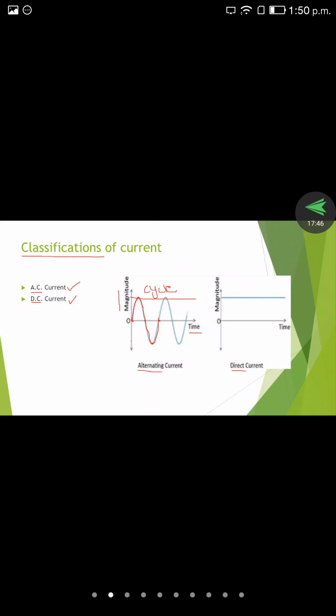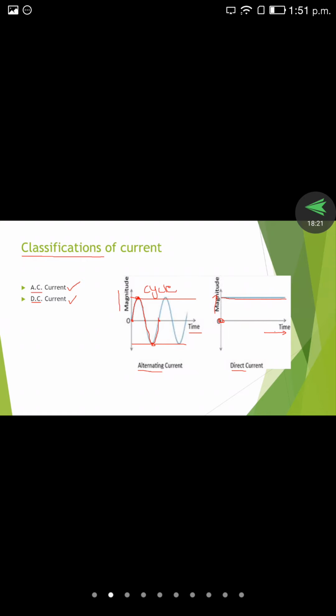If you draw the positive peak and negative peak, we can observe here that it reaches the maximum peak, and then it reaches the maximum peak on the negative side. So it is continuously repeated. Direct current does not change with respect to time. For example, we take time on the x-axis and magnitude on the y-axis. The representation of DC is constant.